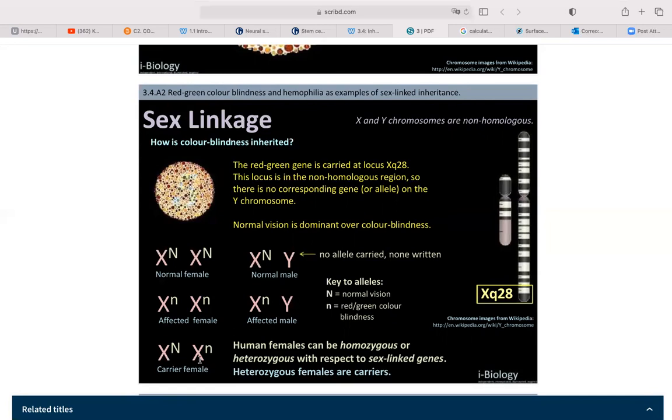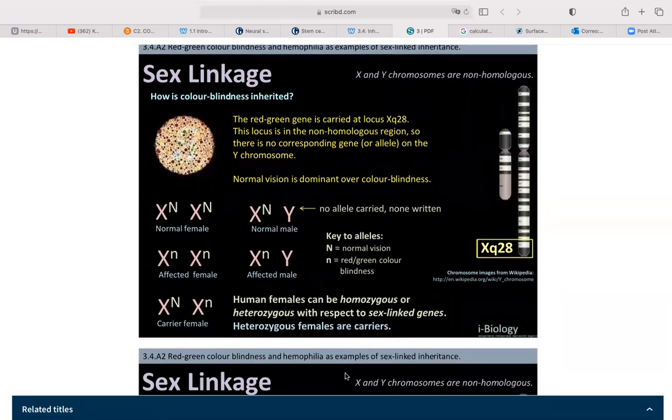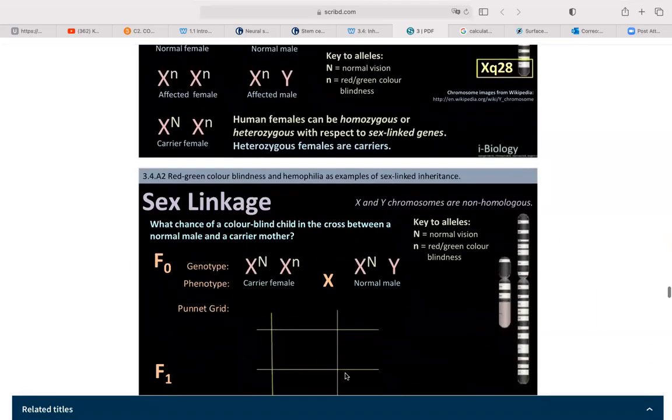And this one, carrier female. So it's a sex-linked disorder with a female that is the carrier, okay? If we have this kind of alleles with a dominant and a recessive one, we have a carrier female. Human females can be homozygous. Remember, homozygous, they have the same alleles. Or heterozygous, like in this case, uppercase, lowercase, with respect to sex-linked genes, okay? Heterozygous females are carriers. They don't present the disease, but they can pass on that disease, okay?